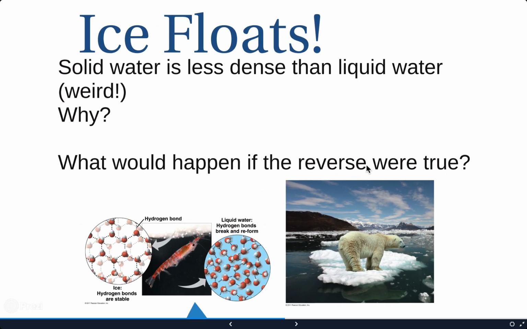Ice also floats, right? It has this weird property that it is less dense than its liquid form. So when we think of ice, it looks heavy and dense, but it's actually less dense because those hydrogen bonds create this stable structure. What would happen if the reverse were true? Ice would sink and our rivers and our oceans would be frozen. There would be no space for life to exist underneath that water.